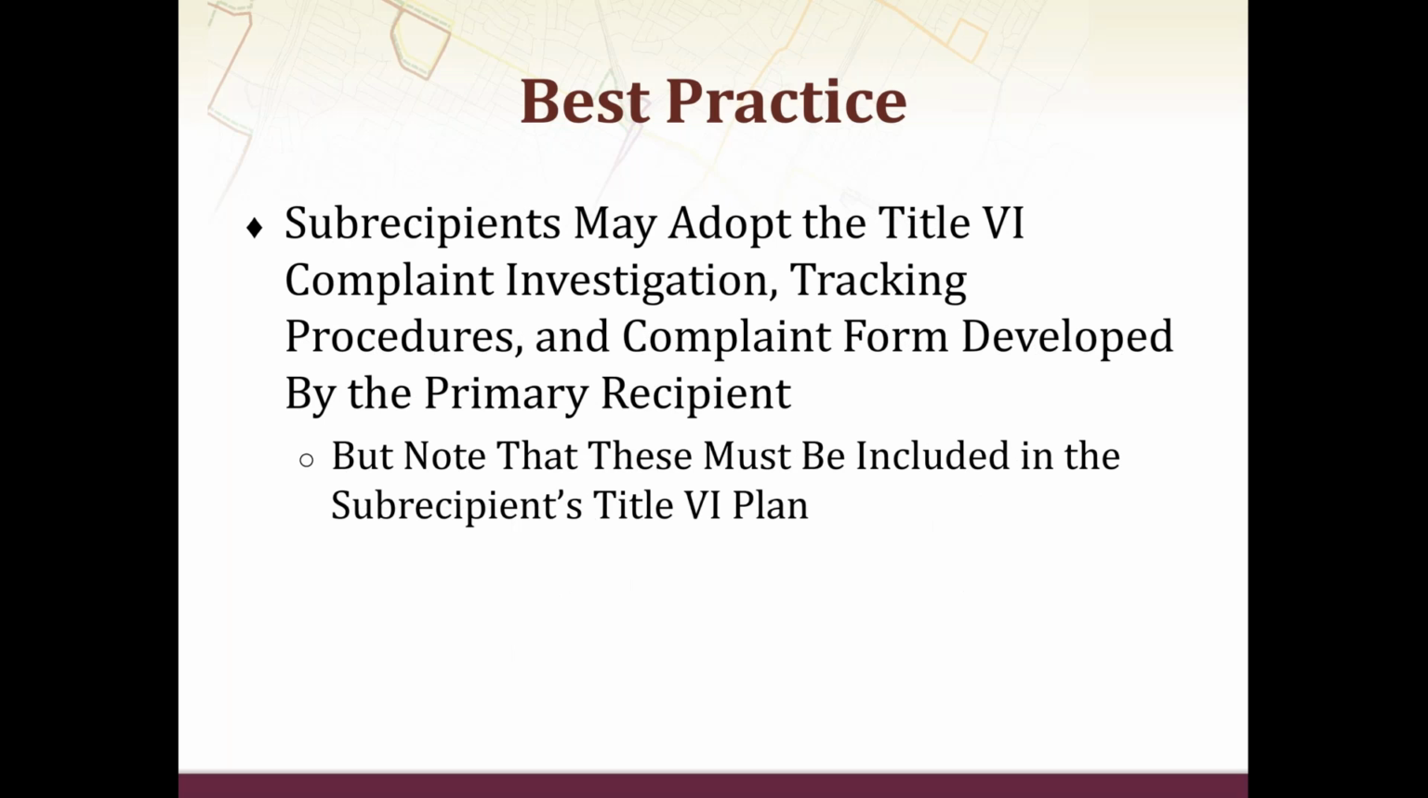Subrecipients can adopt the Title VI complaint investigation tracking procedures and complaint form developed by the primary recipient, but just remember, as we talked about earlier, subrecipients do their own plan. So the primary recipient has a plan, the subrecipients have a plan, and it's contractors that are allowed to just use the subrecipient's plan as their own. So basically, you can take Minnesota's procedures and just drop them into your own plan. You can't adopt it technically, but you can use the same things if that's your plan that works for your agency.